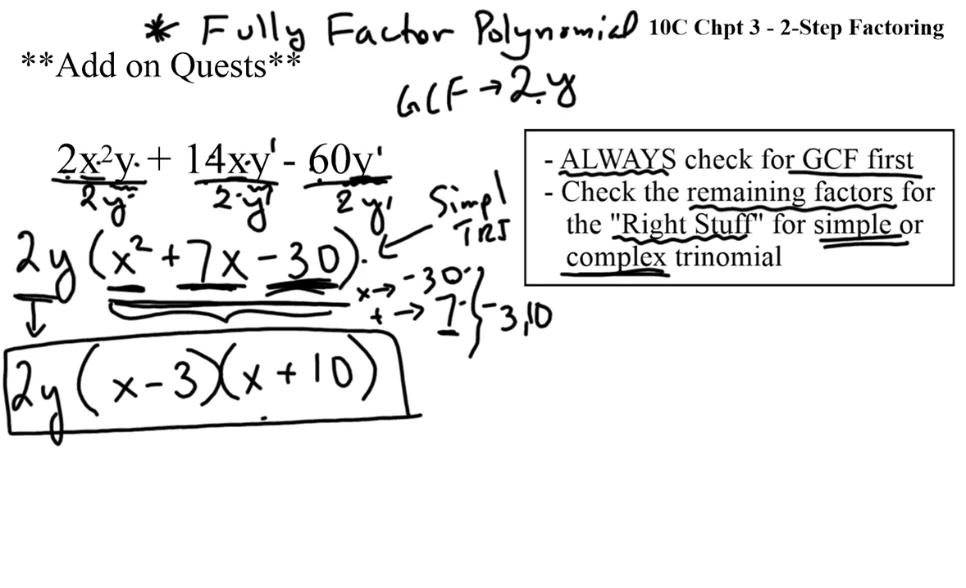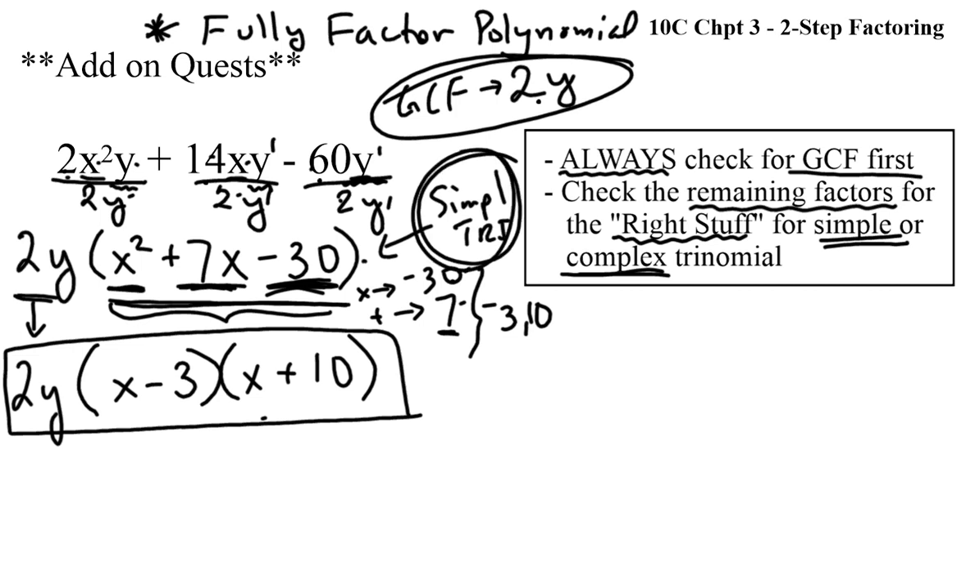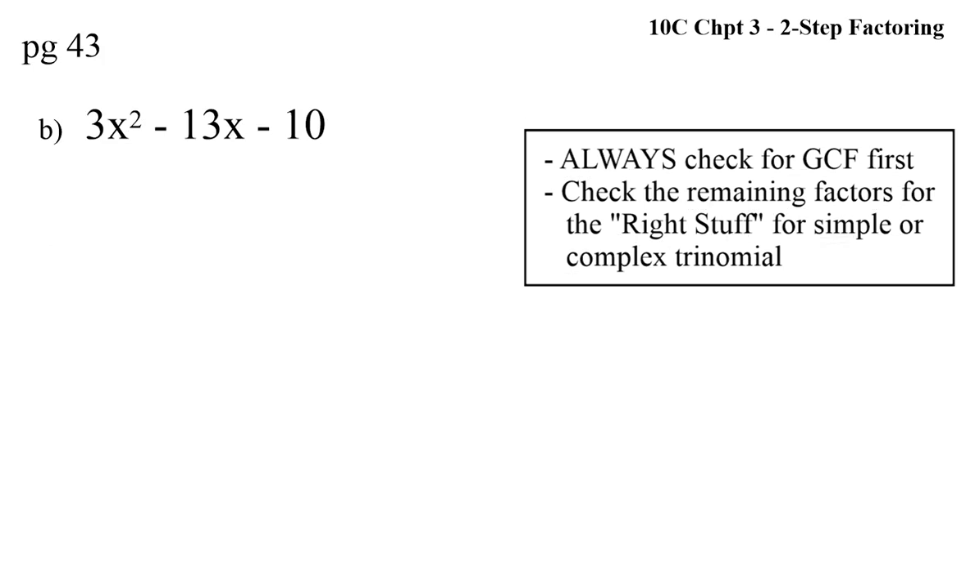So look for GCF first. Look for a trinomial that's factorable second. You won't always have two steps, but you need to look for it. Page 43 in the booklet. Question B. Pause, give it a try, and then we'll talk.